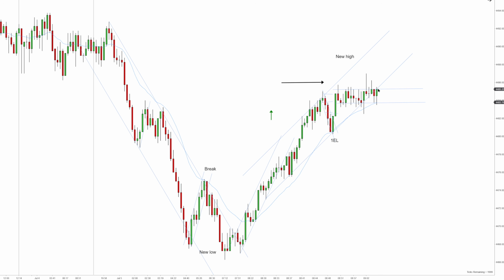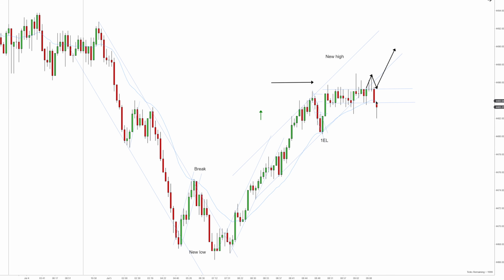Well, you have two options. You're either going to take the breakout pullback because most breakouts will fail. So there's going to be a breakout to the upside, price is going to come back, test this area, and you're going to go long. Or there may be a breakout to the downside and you're going to fade it.